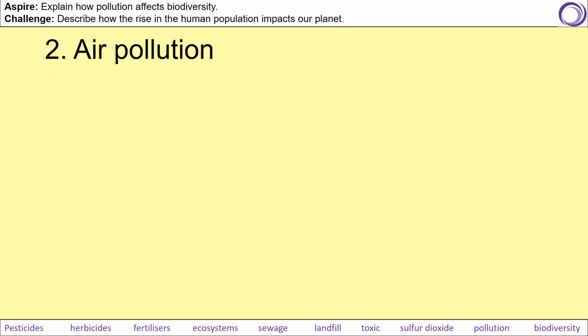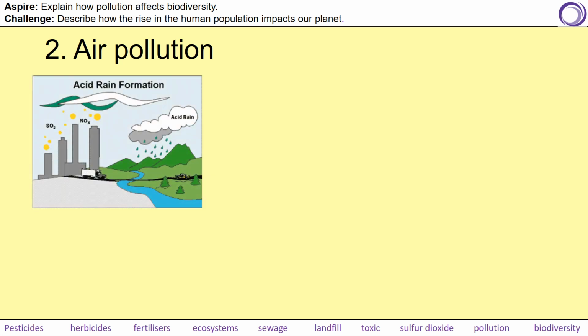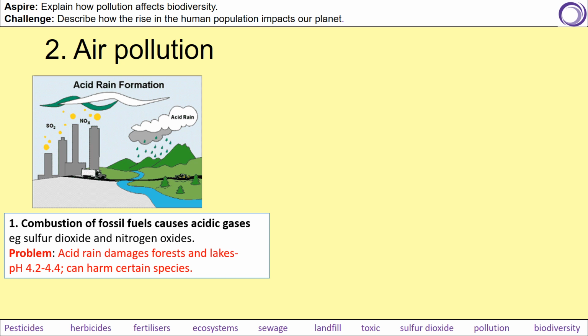Air pollution. This is largely caused by the combustion or burning of fossil fuels. Whenever we burn fossil fuels, it causes the release of certain gases that, when mixed with water in the atmosphere, can fall as acid rain. Sulfur dioxide and nitrogen oxides, to be specific. Acid rain damages forests and lakes. Normal rain has a pH of around 5.6. Acid rain pH is between 4.2 and 4.4, so significantly acidic. As a result, it can harm certain species.